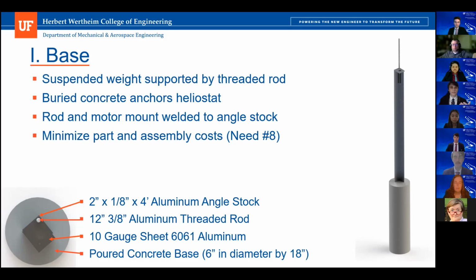So to assemble the base, the bottom 18 inches of the angle stock are set into Portland concrete, and then this concrete section is buried into the ground. Then the bottom 4 inches of the threaded rod are TIG welded onto the internal section of the angle stock. The 10 gauge motor mount aluminum sheet metal is then TIG welded to the top of the angle stock. And then, of course, the motor can be mounted onto the bottom of the 10 gauge. So I guess next I will start going over some of the bending stress calculations.